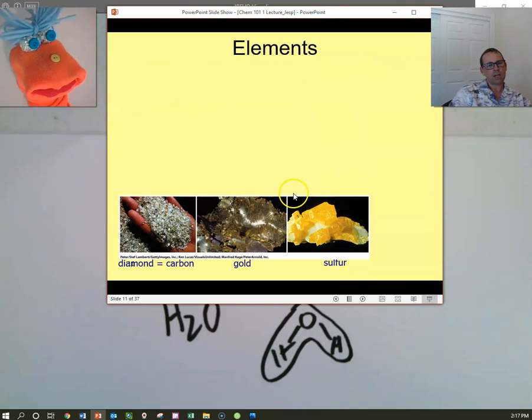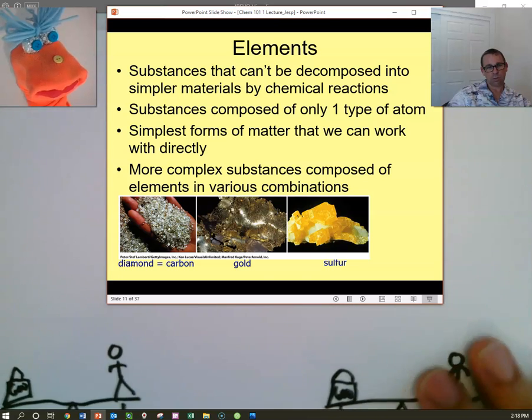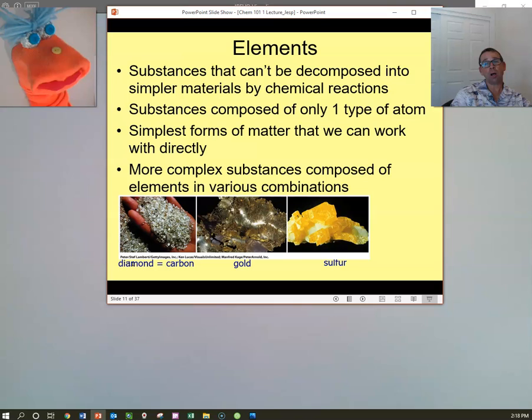You are familiar with some different kinds of elements, I'm sure. You've heard of gold, sulfur, carbon, specifically diamond, right? Graphite is another kind of carbon. So we have elements that come in different forms, different ways that elements can combine. But if they're elemental, they're still all the same kind of atom.